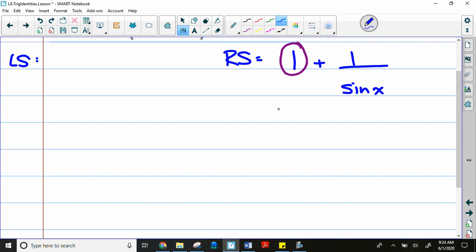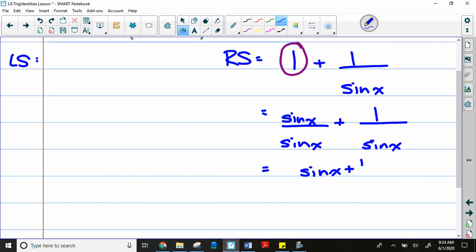Okay. I'm going to force it to be a sine x over sine x. And I'm going to add 1 over sine x to that. And then when I'm adding fractions, we just add the top and then we leave the bottom as is. So it becomes that. Well, that doesn't look very nice.